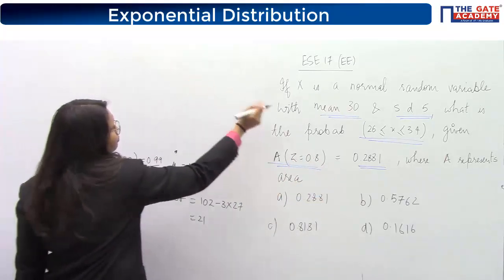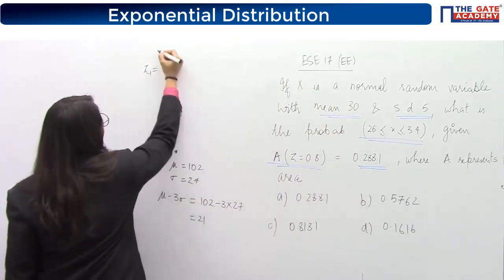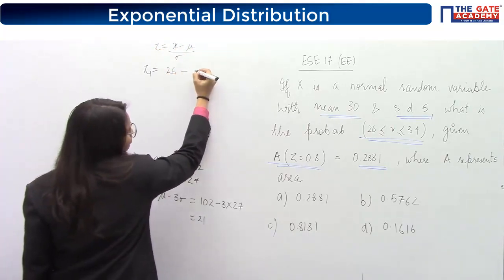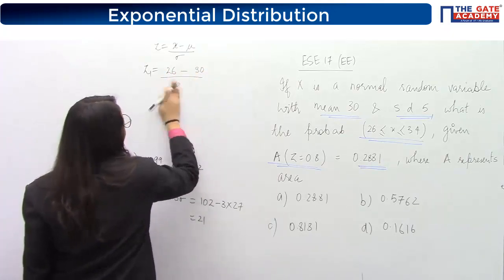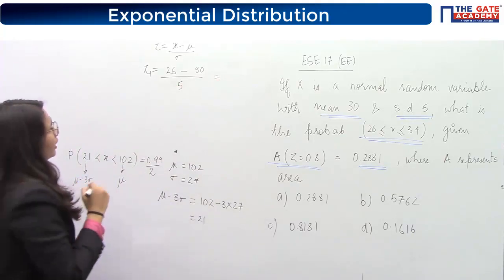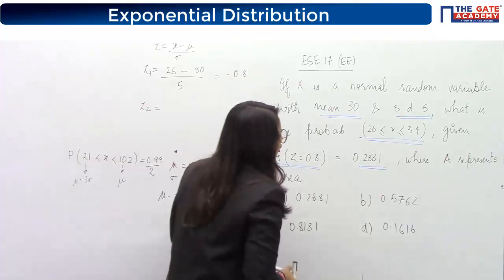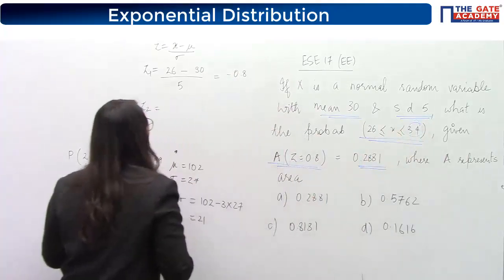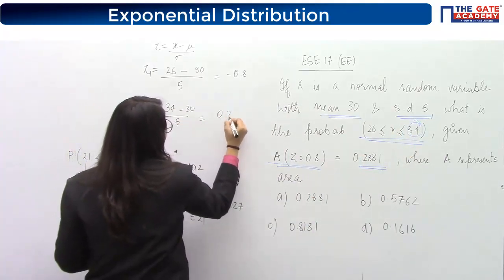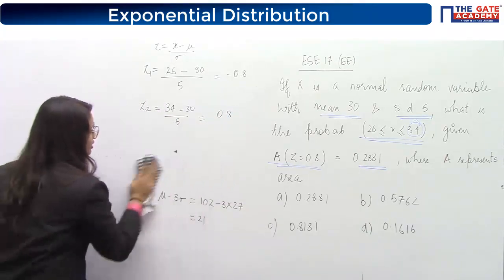We have seen that first of all, take 26 and write 26 in terms of your z. So z is nothing but x minus mu by sigma. So it is 26 minus mu, which is 30, by sigma, which is 5. So it is coming out to be minus 4 by 5, that is minus 0.8. And similarly z2, corresponding to this value of 34. So 34 minus 30 by 5, what is it? 0.8.